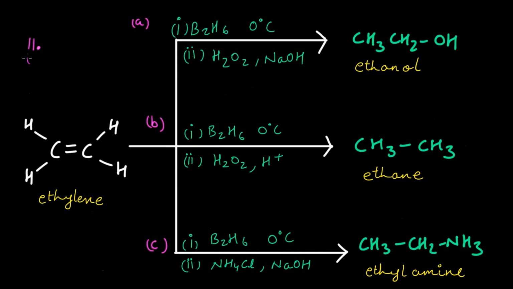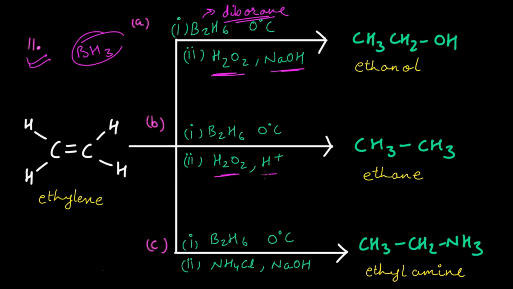The 11th reaction is an interesting case because in all these cases we have B2H6. B2H6 goes by the name diborane. Now why is this interesting? Because we are treating ethylene with diborane, but in reality the ethylene is reacting with BH3. That is our borane. Ethylene is reacting with borane and then it will give an intermediate which then reacts under different conditions. First one is H2O2 in basic medium, second is H2O2 in acidic medium, and third is NH4Cl in basic medium. These are the three conditions in which the intermediate will react, right?